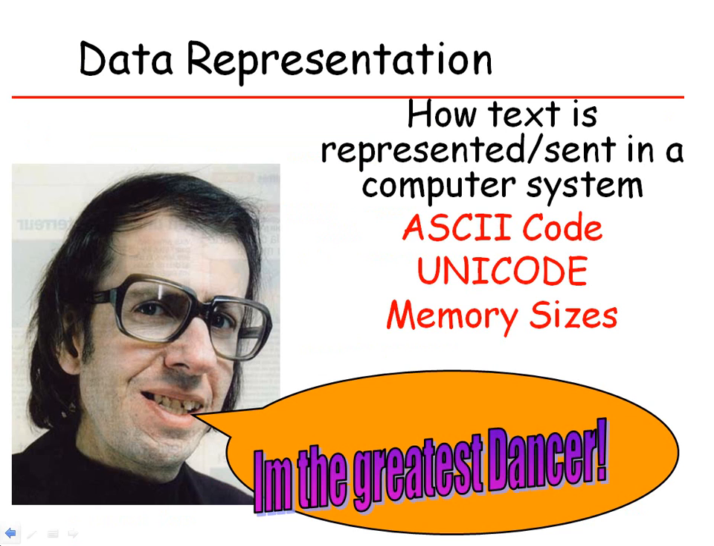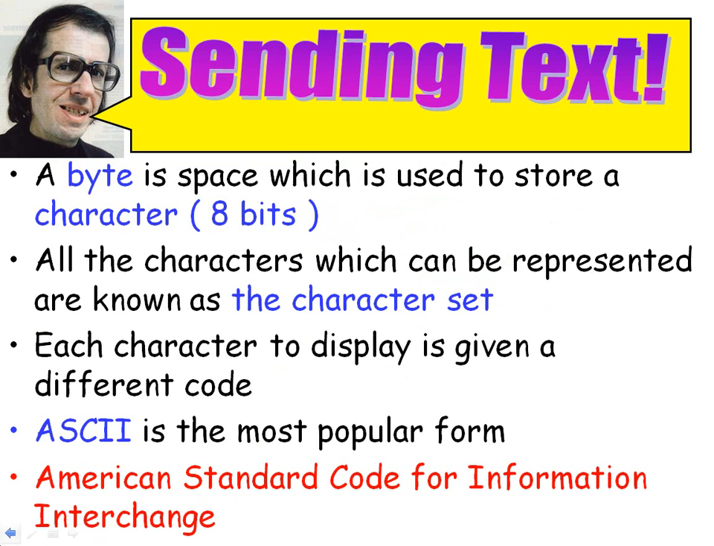Second last piece, having a look at how text is represented in a computer system. So a byte, hopefully you remember, is a space which is used to store one character, and a byte's technically 8 bits. So 8 bits in a byte. All the characters in ASCII that can be represented is known as the character set, and every character in this character set has a different binary value, a different code. They're all unique. ASCII stands for American Standard Code for Information Interchange, and it's one that's adopted globally. But there are obviously other ones, because it only lets us represent English letters.